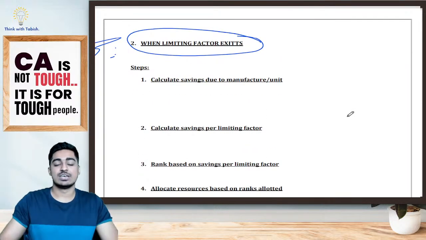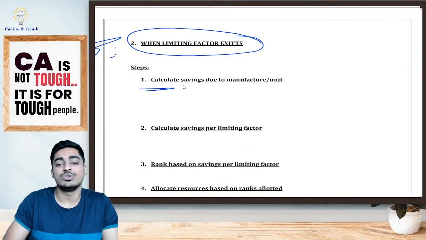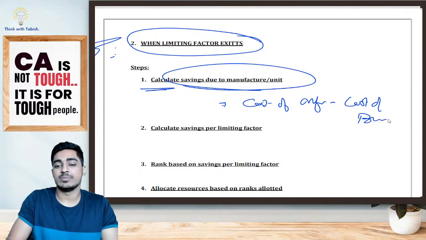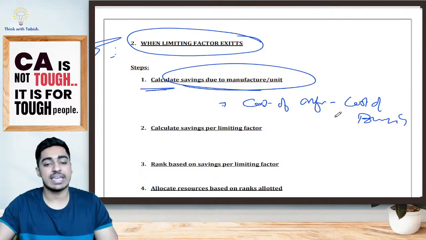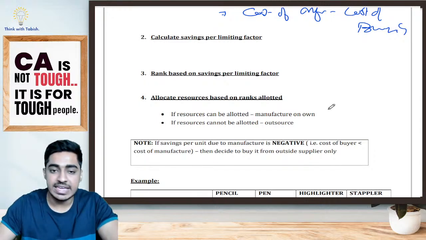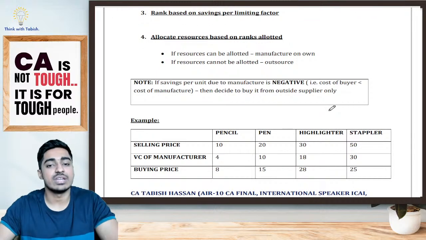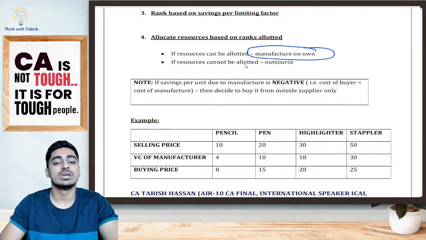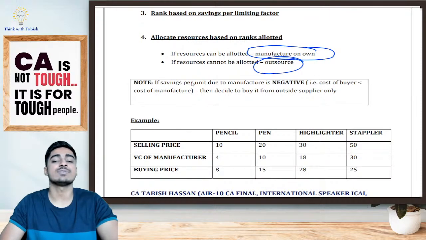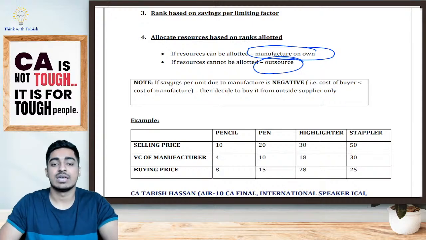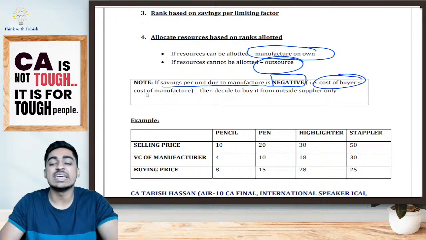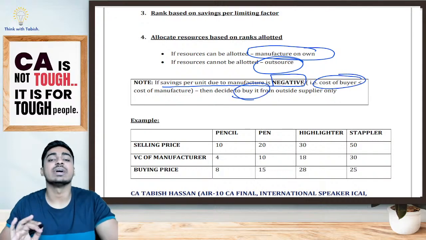Limiting factor exists. Firstly, we calculate the savings due to manufacture per unit. It is cost of manufacture minus cost of buying. We calculate the savings per limiting factor and give the ranking based on savings per limiting factor. Based on that, we allocate the resource. Resources can be allocated if we manufacture it on our own, but if resources cannot be allocated, we have no option, we will outsource. Clear? However, if savings per unit due to manufacture is negative, that is, if cost of buying is less, what is the decision? We'll say, let us buy it only.